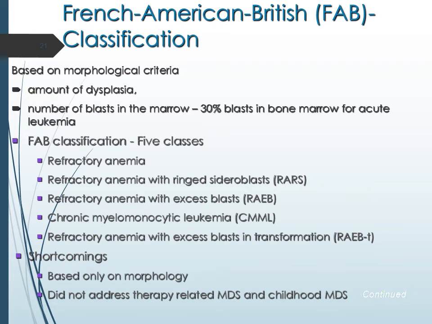Now let's talk about classification of the myelodysplastic syndromes. FAB classification has 5 classes of MDS, each with a specific set of morphologic criteria. The categories are defined by the amount of dysplasia and number of blasts in the bone marrow. So we have here refractory anemia with ringed sideroblasts. Now remember, we talked about ringed sideroblasts in an earlier slide as well.